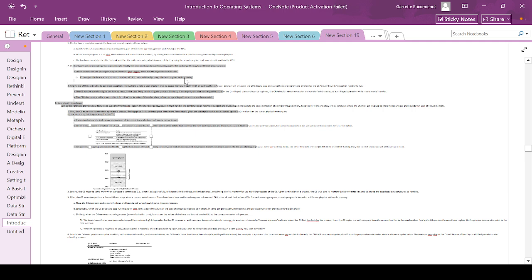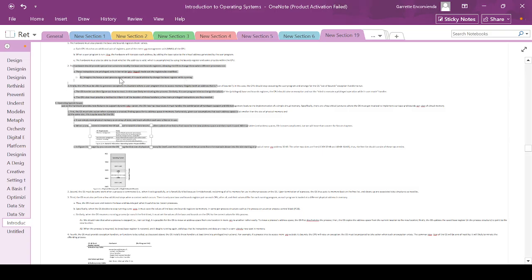The hardware should provide special instructions to modify the base and bounds registers, allowing the OS to change them when different processes run. Again, the hardware should provide special instructions to modify the base and bounds registers. So it should allow the OS to change them depending on the process that needs them.